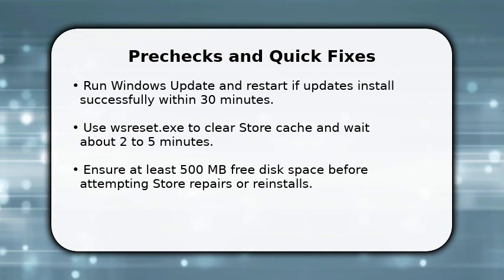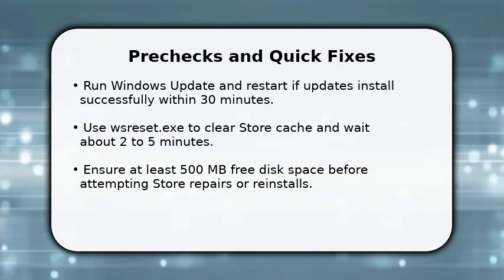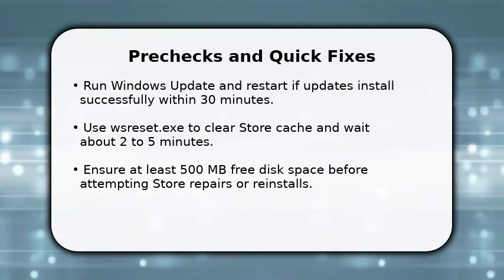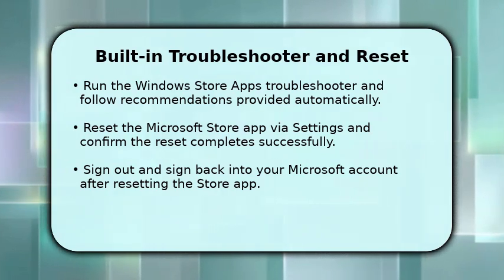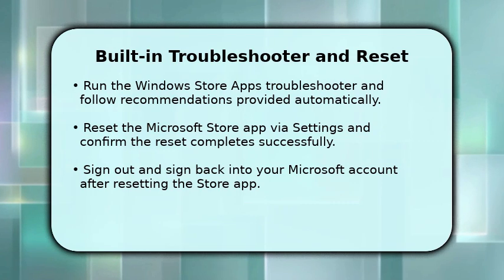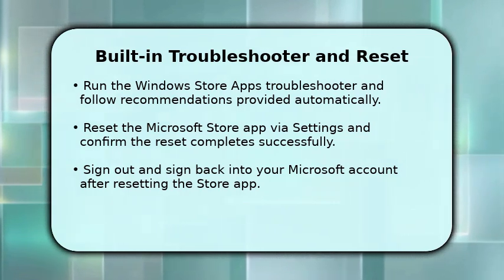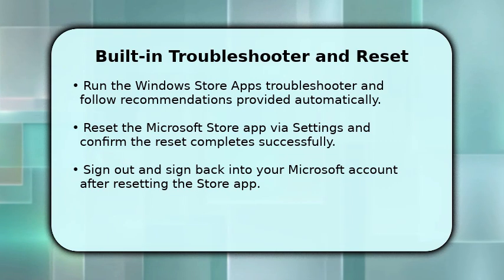If problems persist after these checks, proceed to the built-in troubleshooter and deeper steps. Open Settings and navigate to System, Troubleshoot, Other troubleshooters to find the Windows Store Apps tool. Run the troubleshooter and apply any fixes it recommends automatically.